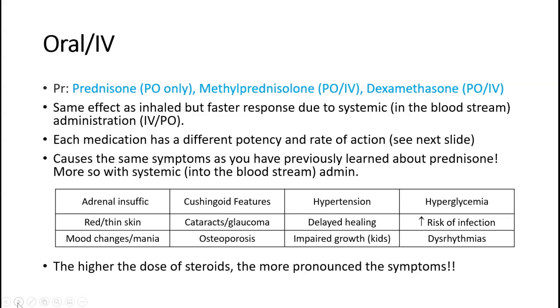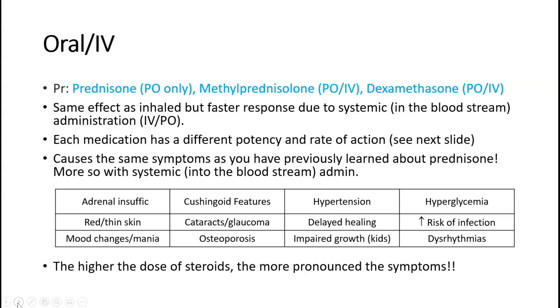But again, someone who's in the hospital, who's really sick, who's in for a respiratory problem, they will be on one of these medications. Each medication has a different potency and rate of action, so I'll show you that in a minute. And they all cause the same symptoms as you previously learned about prednisone. So again, remember, they're systemic, so we're going to see more of these features. And these are the ones that I want you to know.